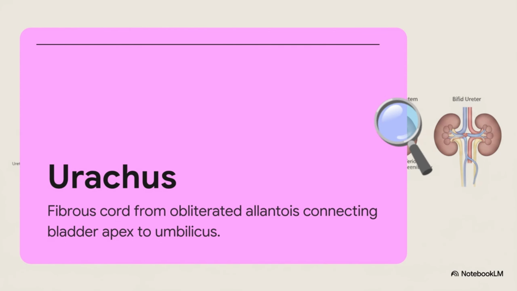Initially, this developing bladder is continuous with an embryonic tube called the allantois. But as development chugs along, the allantois obliterates. It basically collapses down into this thick, fibrous cord that we call the urachus. The urachus acts as a tether, connecting the apex of the bladder straight up to the umbilicus, your belly button. And when you hit the gross anatomy lab, you'll recognize this exact structure as the adult median umbilical ligament.